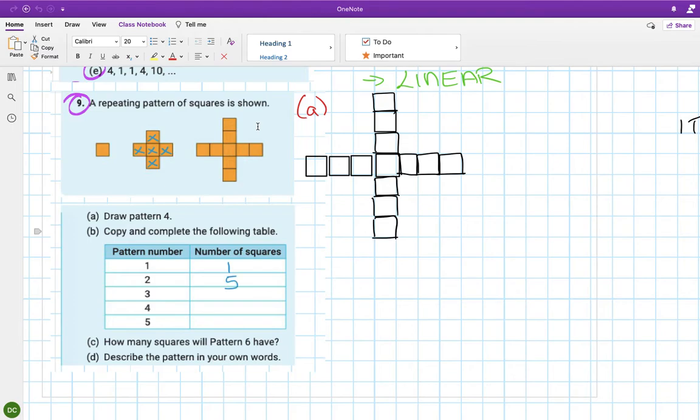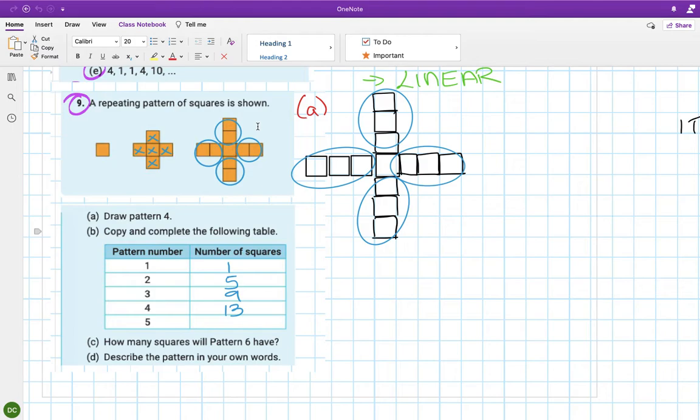Pattern number 3 has 2, 4, 6, 8, and then the one in the middle makes 9. Pattern number 4 has 3, 6, 9, 12, and 1 makes 13.